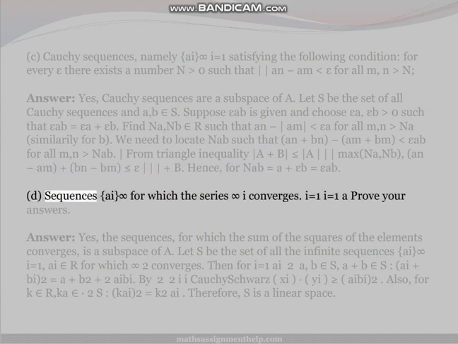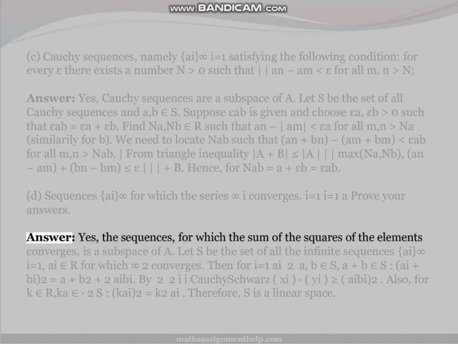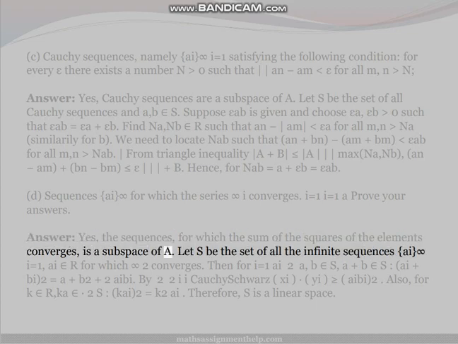D. Sequences a_i, i from 1 to infinity, for which the series of a_i squared converges. Prove your answers. Answer. Yes, the sequences for which the sum of the squares of the elements converges is a subspace of A.